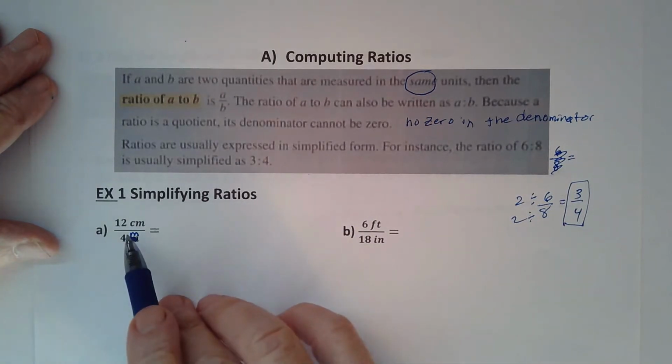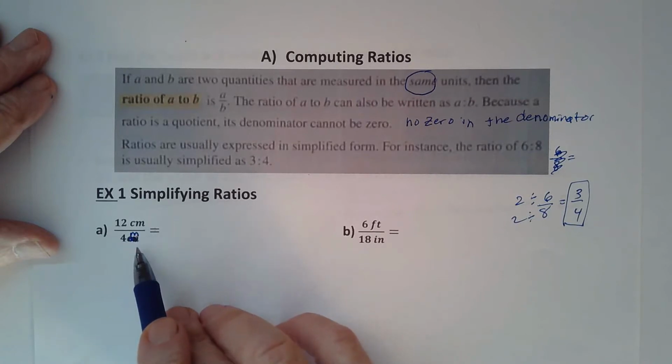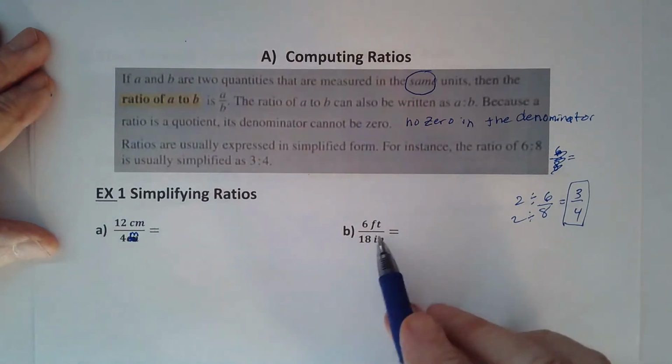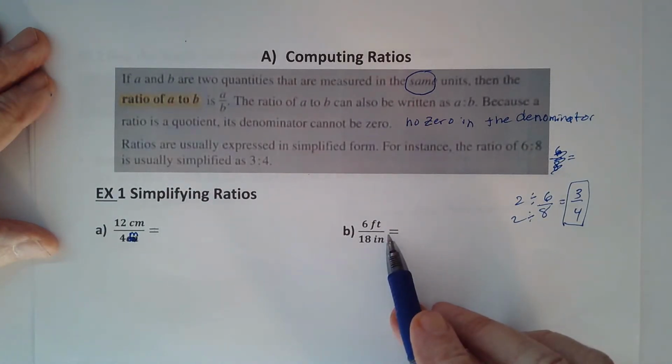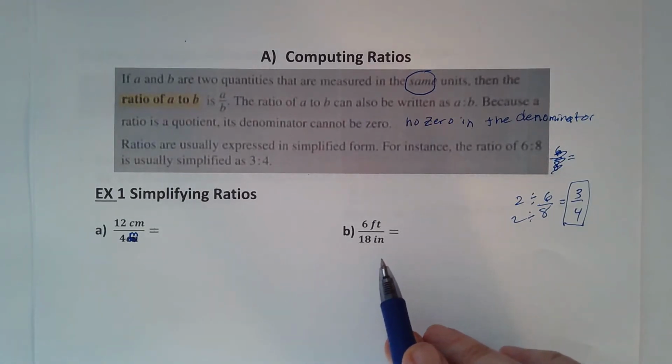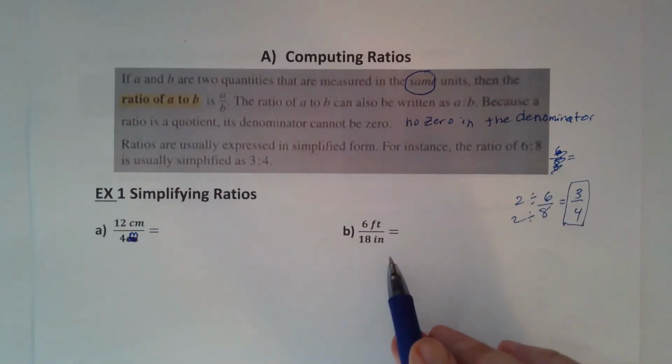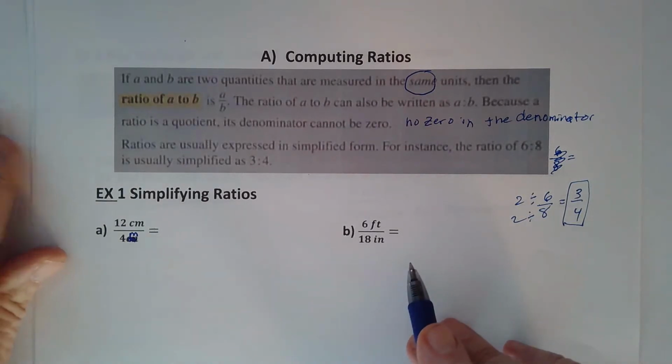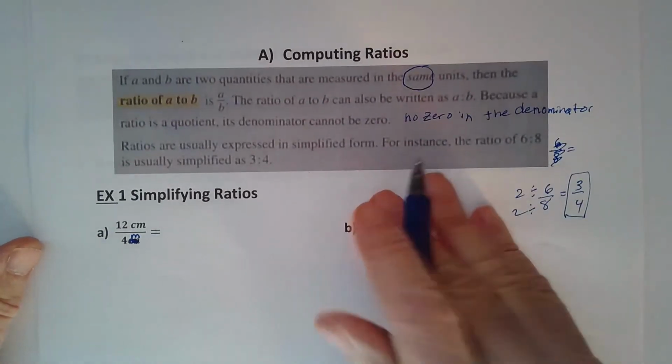Now, please note that this is 12 centimeters divided by 4 meters. Centimeters and meters are two different types of units. They're related, but they aren't the same. This is 6 feet over here in B divided by 18 inches. And of course, you're familiar with feet and inches, and again, they are not the same. So what you're going to want to do is simplify the unlike units.